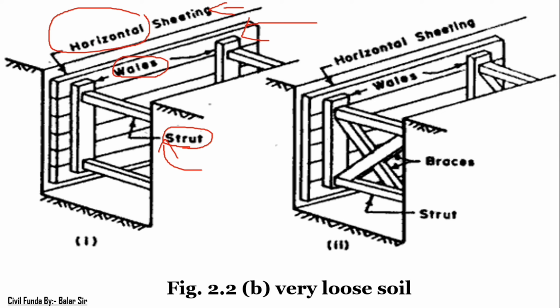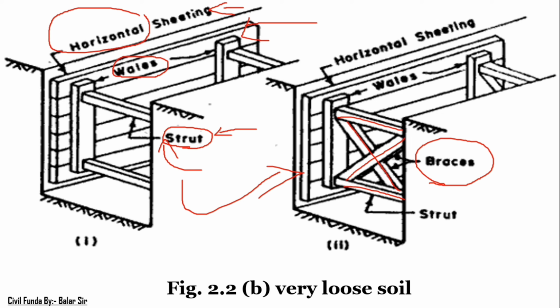Now sometimes what happens is that you have very loose soil, but the condition of the soil is so loose that it cannot be handled by providing struts in a single layer. So we move toward the second method, where we use 2 layers of struts as well as cross support, and that cross support is known as braces. Okay, now some of the students have the question: sir, why do we choose the horizontal sheet?